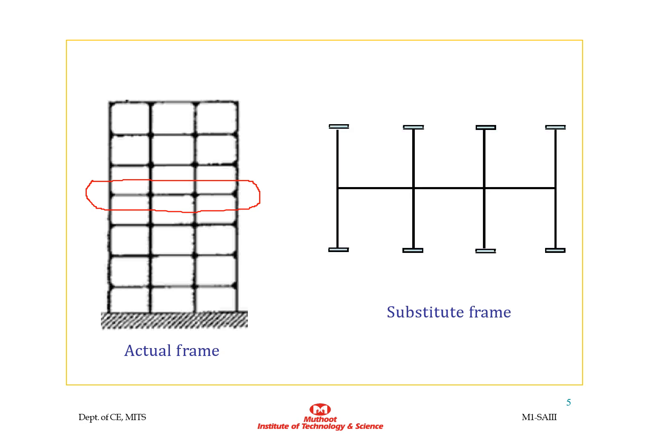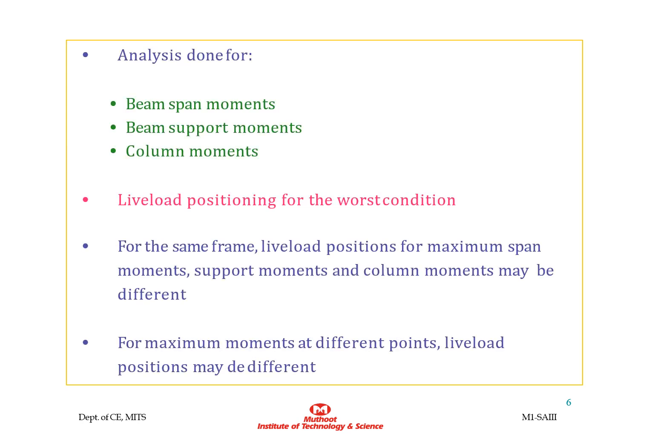The substitute frame is formed by the beams at the floor level under consideration, all together with the columns above and below with their far ends fixed. The ends of the columns are considered to be fixed. So we are considering that particular beam in that floor and the columns above and below that particular beam. So that's our substitute frame. Now we are going to analyze that substitute frame for getting maximum span moment, support moment and column moment.